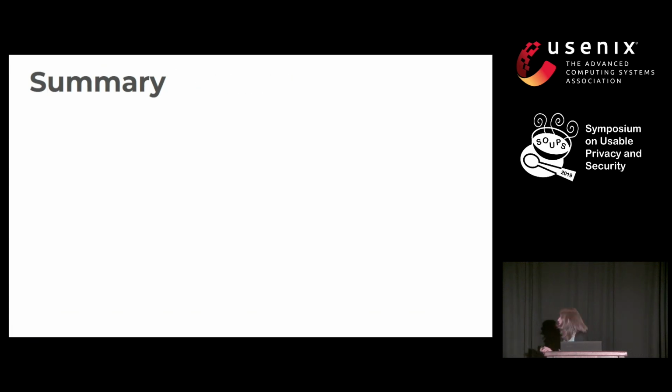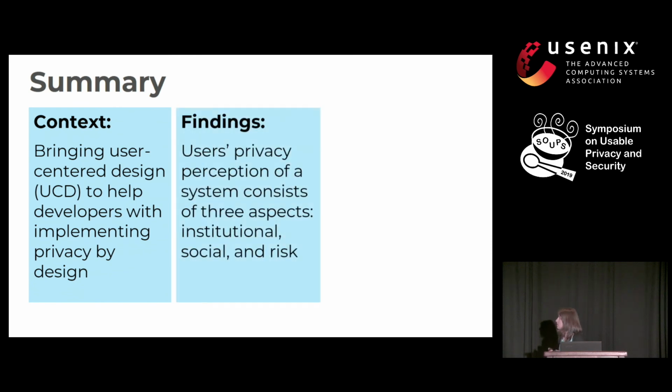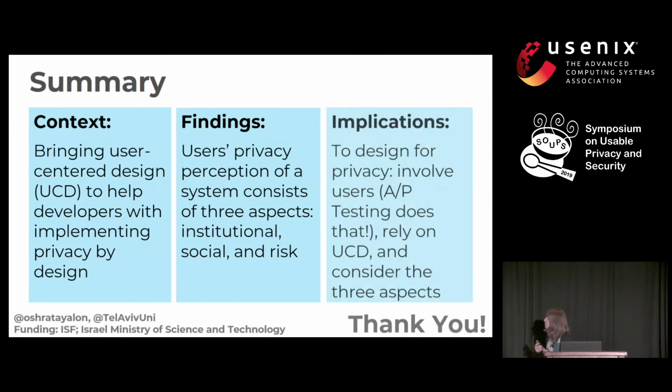So to summarize, we wanted to bring user-centered design to privacy by design, so we can involve users in privacy by design processes. We found that users perceive system privacy based on 3 aspects: institutional, social, and risk. And we call on organizations that want to develop more privacy-respectful systems to involve the users. You can use the AP testing, rely on user-centered design, and also consider the 3 aspects that we found.